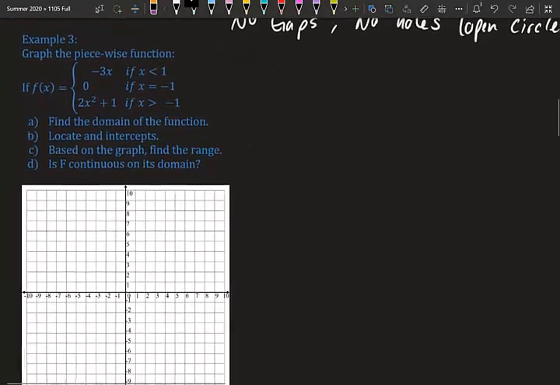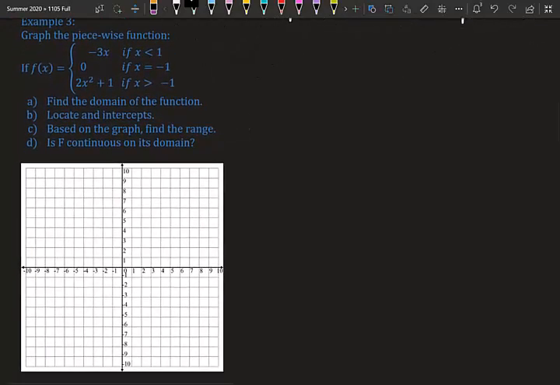All right, let's practice this some more. We're going to graph it, find the domain, locate intercepts, based on the graph find the range, and then we're going to see if it's continuous. There's a couple things that we can do. We can graph it first, find the domain first, or find intercepts first. It's up to you what you want to do.